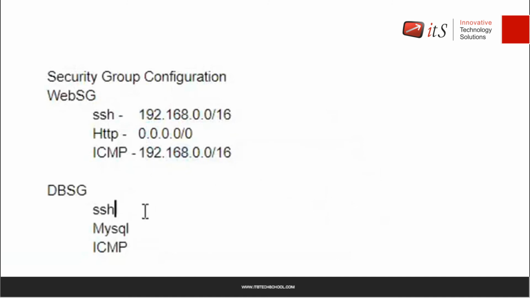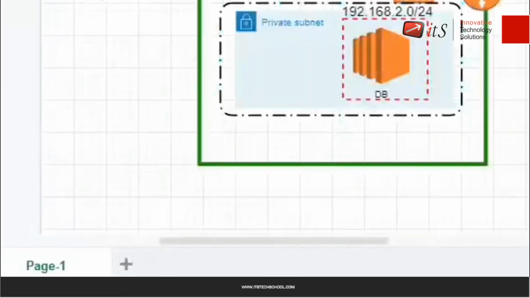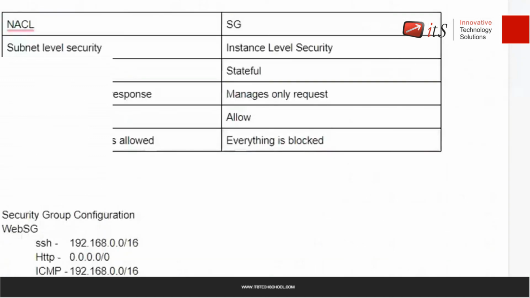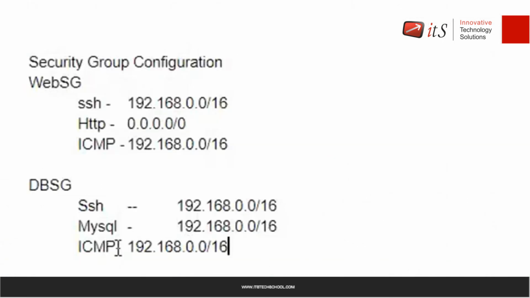And same thing for the DBSG. For the database security group, I will allow MySQL also from the internal network. Why? Because who is going to send the MySQL request? The web server is going to create a MySQL request, and it is inside the network. So I will allow only the internal network. Again for ICMP, only for the internal network.